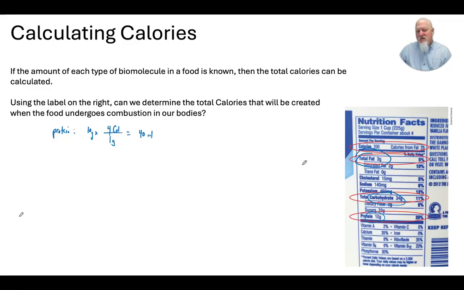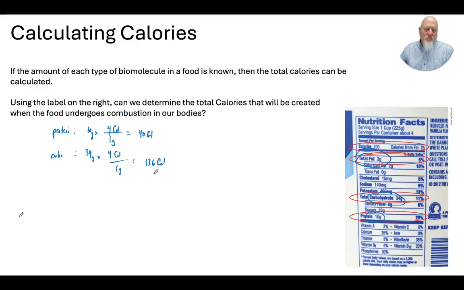We said the same thing about carbohydrates. So carbs. In this case, it says we have 34 grams of carbohydrates. And we said that there's 4 calories per 1 gram in carbohydrates. So 4 times 34, 136 Calories. Oops, I should put a capital C, right?